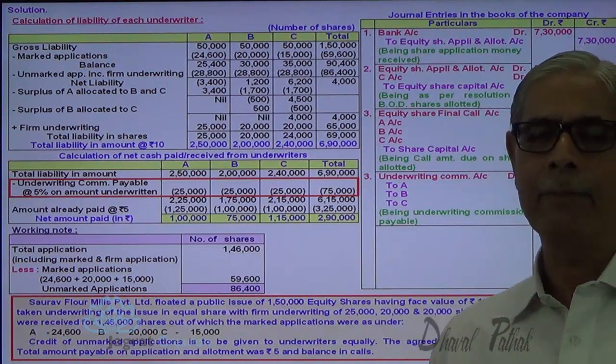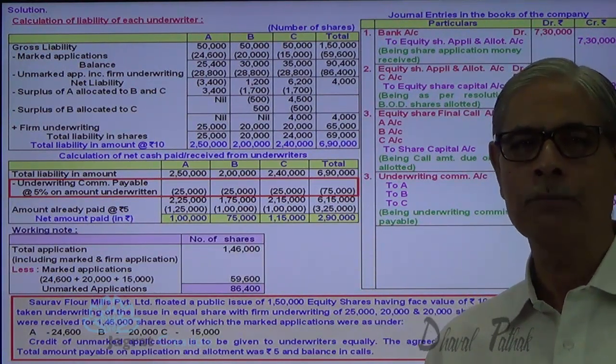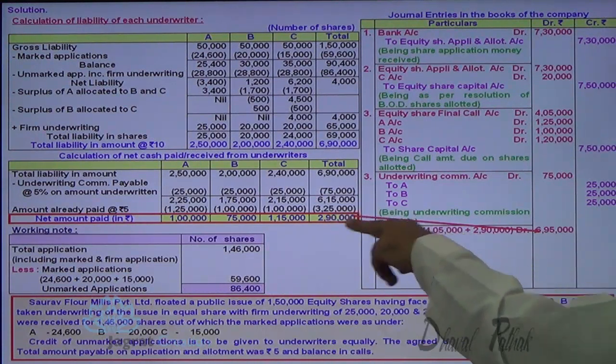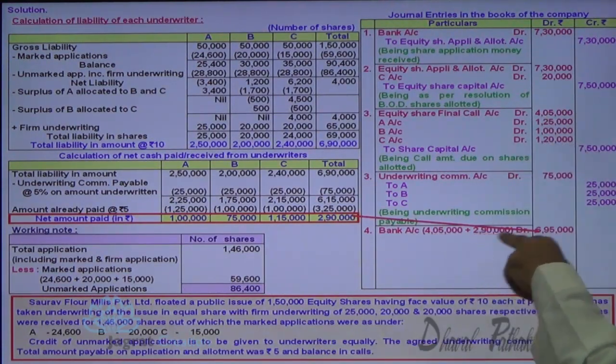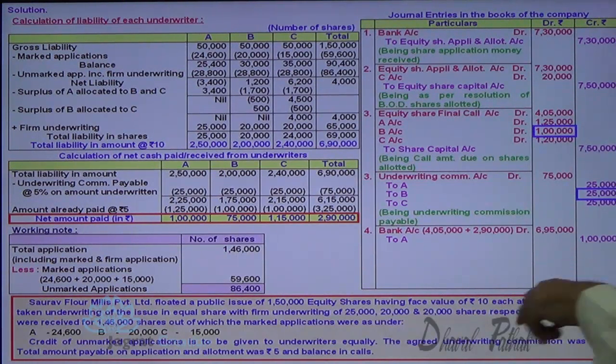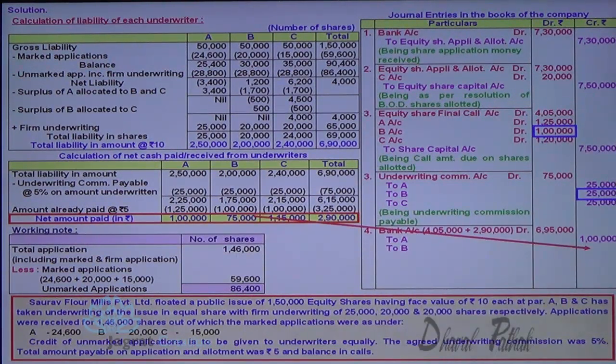So now let me write down the entry for the amount received at the instance of final call. Bank account debit. How much? 6,95,000. How much? 2,90,000 is this amount and 4,05,000. So 6,95,000 is the total amount received at the instance of final call. Bank account debit 6,95,000. To A's account credit 125 minus 25. A's account will be credited with 1 lakh. That is already recorded here. B's account will be credited with 1 lakh minus 25,000, 75,000. This 75,000 is already calculated and mentioned here.